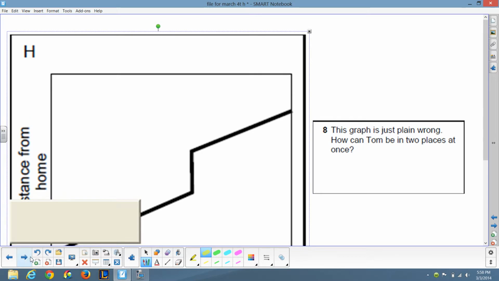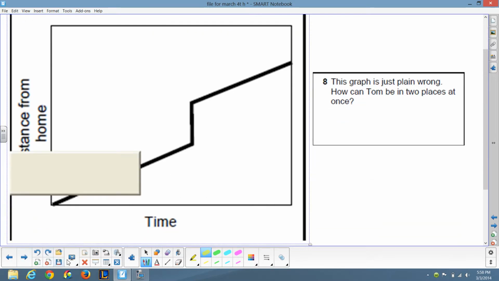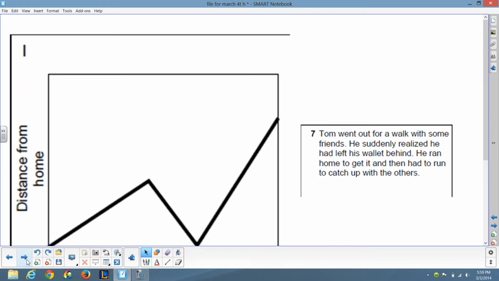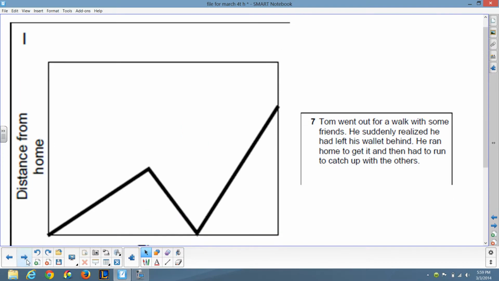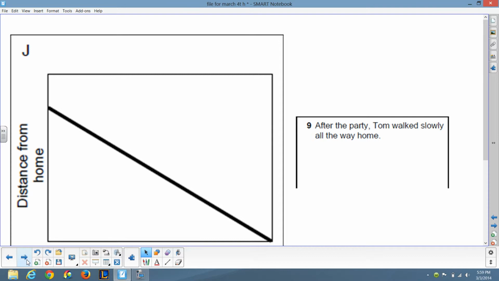H is number 8. So how can he be in 2 places at one time? So that's right here. This is showing Tom at 2 different distances. This distance right here, and this distance right here at the same point in time, and that's not possible. I is number 7. J is number 9.